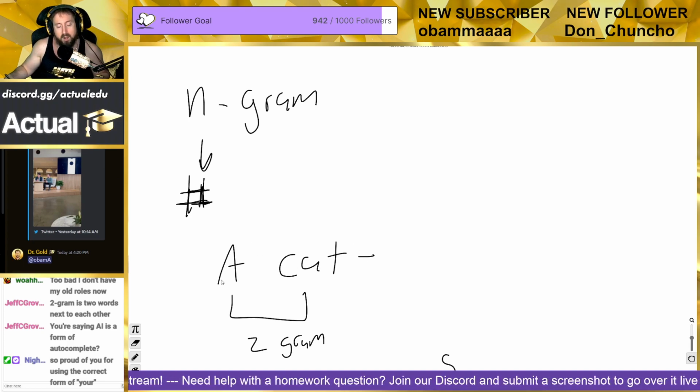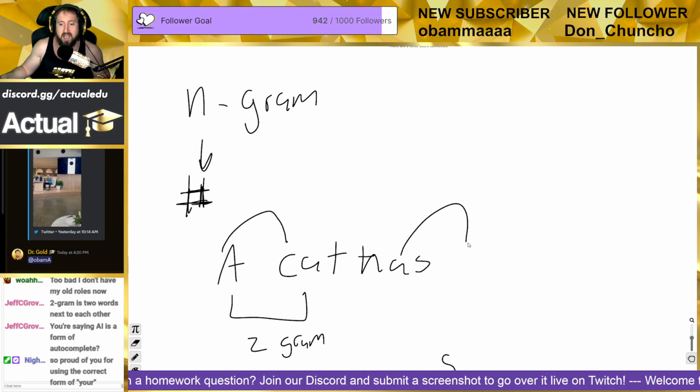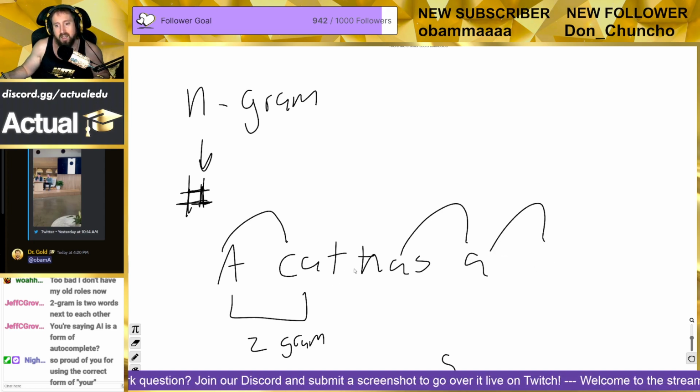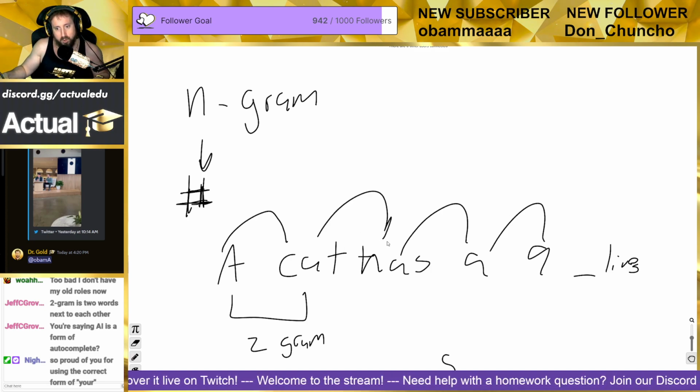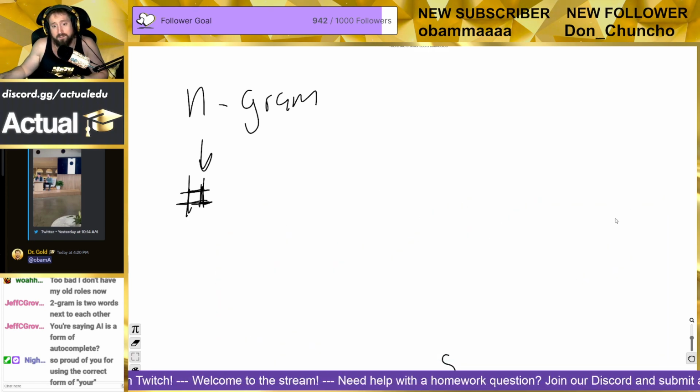So it'll go through and be like, okay, I would say a cat, and then a cat has, but then after has, I would say a, and then okay, a cat has what? Probably 9, and then 9 what? 9 lives. And that's a simple form of how AI works. It just keeps auto-completing itself, and how it predicts what comes next takes into account a lot of factors.